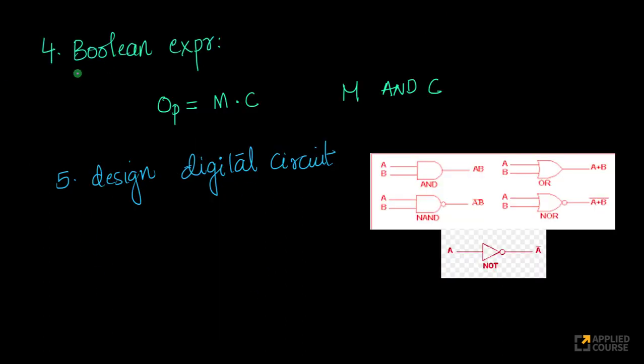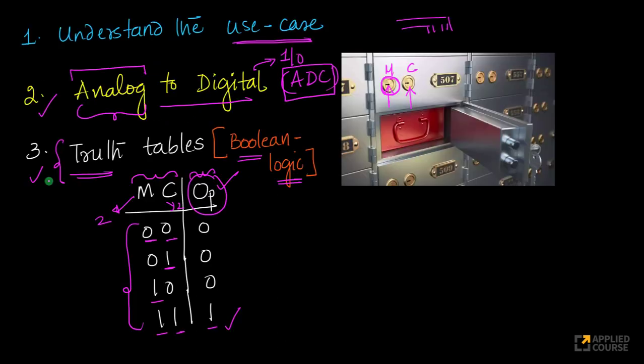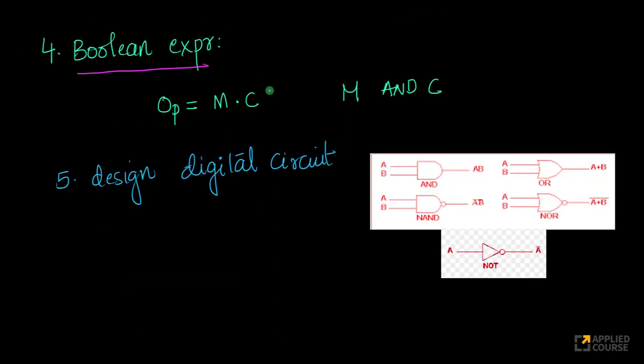Then you represent the truth table using a Boolean expression. Again, we have studied Boolean expressions and Boolean algebra when we learned this concept in discrete mathematics, so I'm assuming you have covered that. So we can write this whole truth table into a simple mathematical expression and say OP, or the open, is nothing but M and C. If you're writing it in a programming language like C, you say M logical and C, right? This is the programming language way of writing things. This is the Boolean algebra way of writing it.